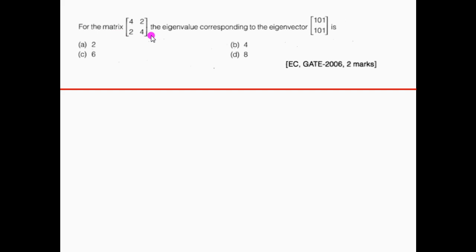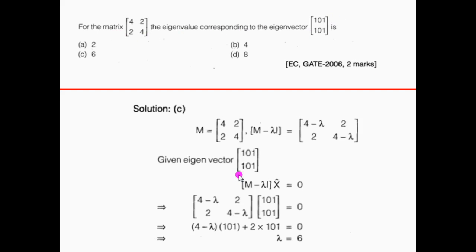For the given matrix, the eigenvalue corresponding to the eigenvector is, this is the equation for finding the eigenvector. Substitute the matrix minus lambda I, lambda is the eigenvalue, that you get this one, and the eigenvector is this one. By solving this, we can get lambda equal to 6. That is the eigenvalue. One important point, for a particular eigenvector there is only one eigenvalue, but for a single eigenvalue there can be many eigenvectors.